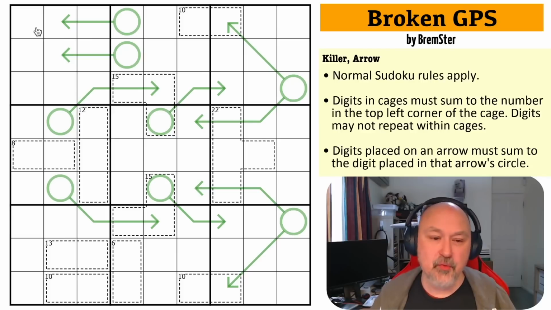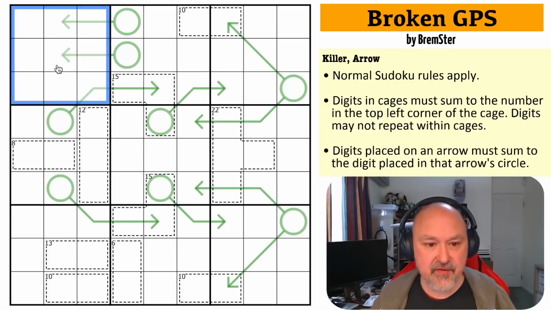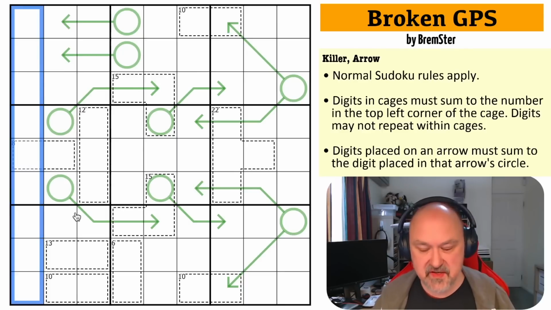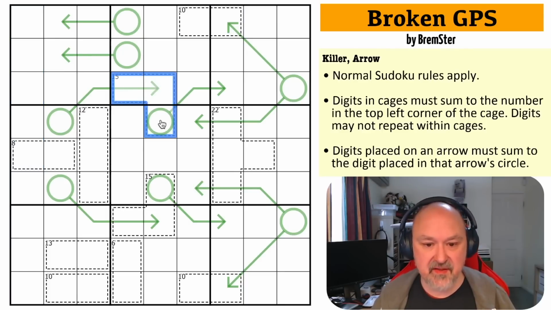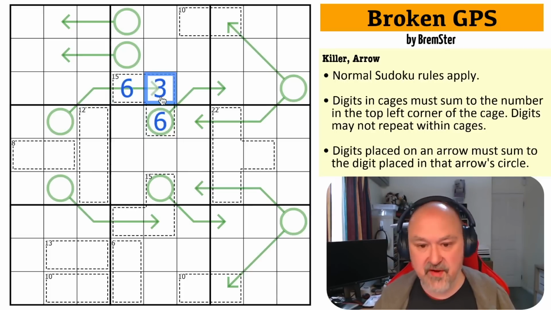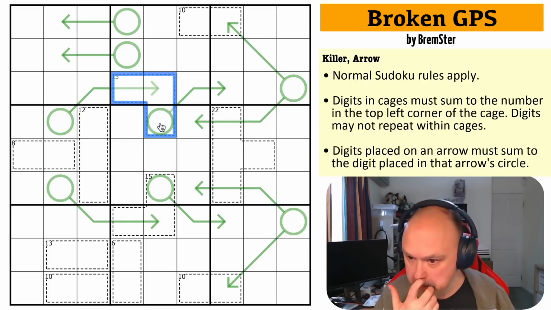So, normal Sudoku rules apply. In every box, in every row, and in every column, the digits 1 to 9 must be placed without repetition. Digits in cages must sum to the number in the top left corner of the cage, but digits cannot repeat within cages. So it would not be possible, for example, ignoring the arrows, for me to make both of those a 6 and therefore summing to 12 and that a 3. That would not work because it is not possible for you to repeat digits in a cage.